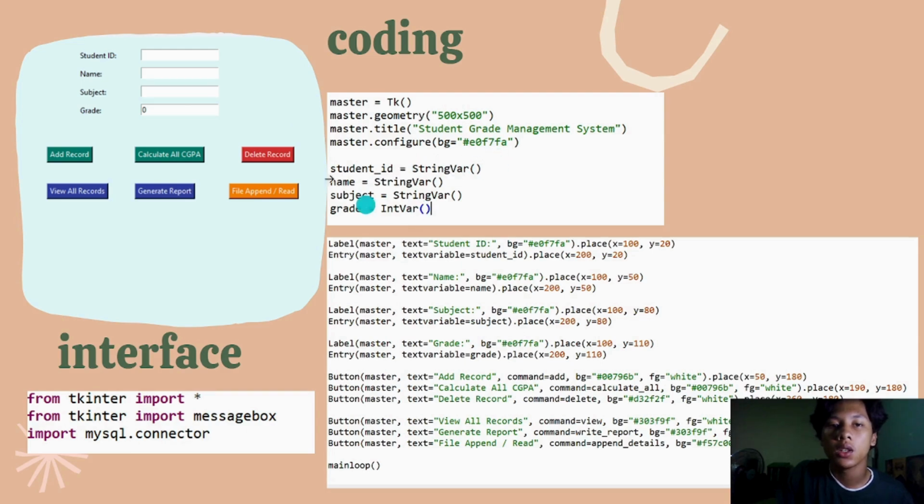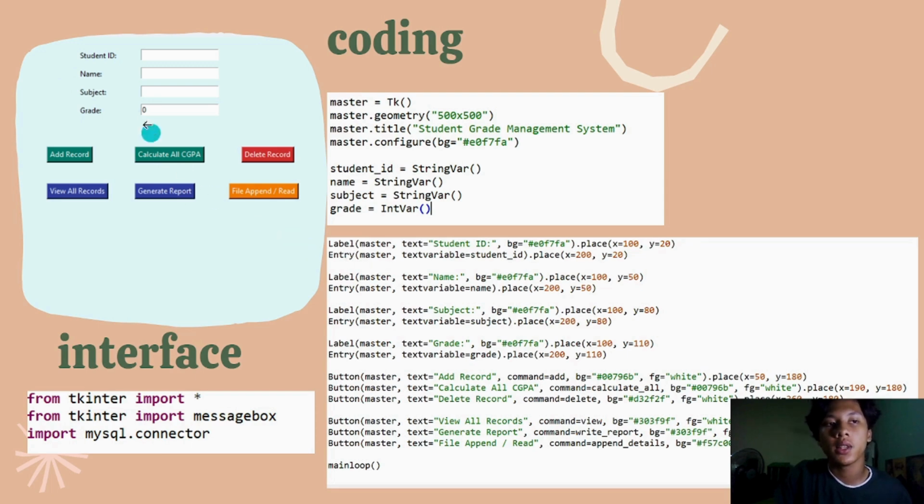background color. So here we declare all the inputs from the user. For the first one, student ID is StringVar, name is StringVar, subject is StringVar, and lastly grade is IntVar. So next we go to the inside of the GUI.